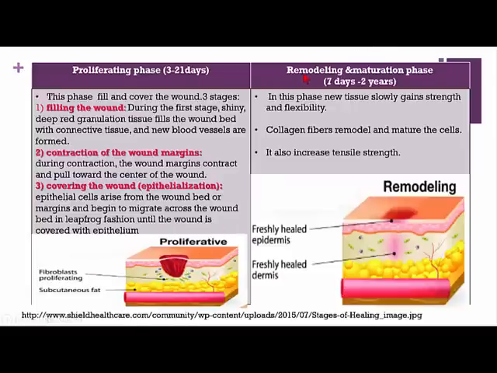The last phase is the remodeling or maturation phase. It lasts from 7 days up to 2 years. In this phase, new tissue slowly gains strength and flexibility. The collagen fibers remodel and the cells mature. It also increases the tensile strength.